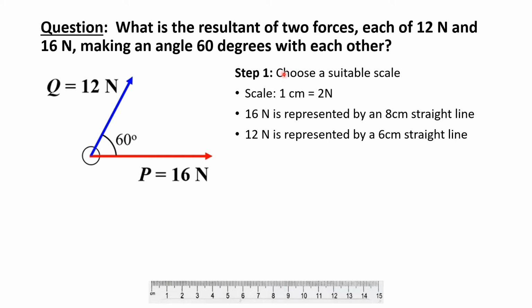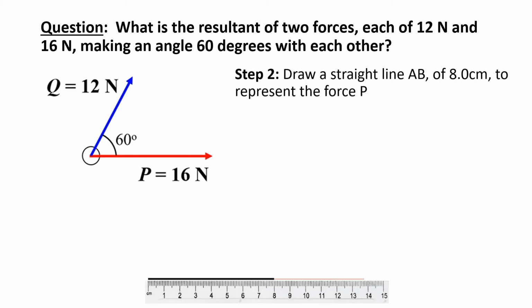The first step, we need to choose a suitable scale. For example, the scale that we choose here is 1 cm equal to 2 Newton. You may also choose another scale if that's suitable. So if we choose the scale 1 centimeter is equal to 2 Newton, then we know that 16 Newton is represented by an 8 centimeter straight line, whereas the 12 Newton here should be represented by a 6 centimeter straight line.